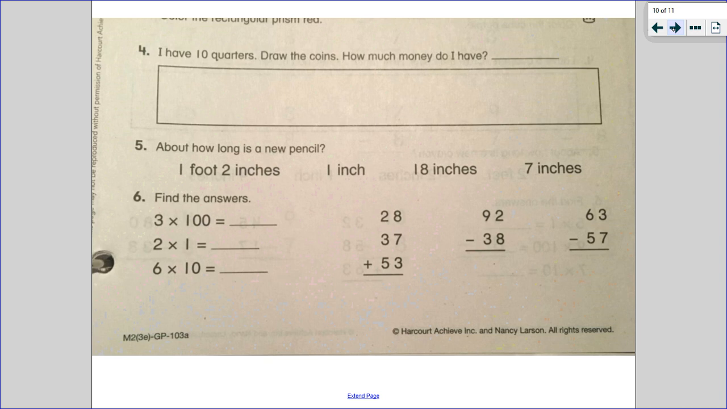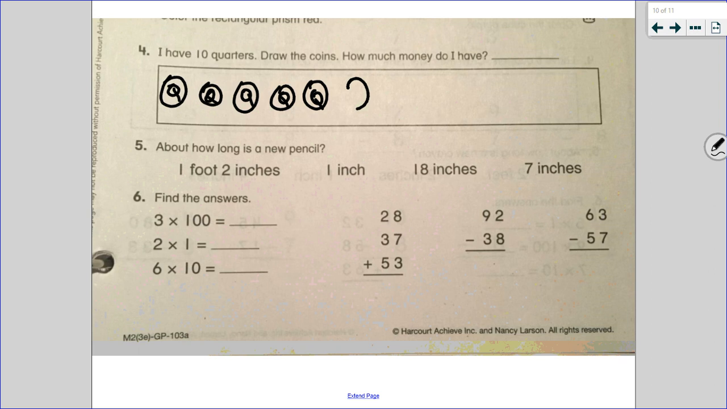Let's move on to our money problem. I have 10 quarters. Woohoo! I'll just put a Q inside all of these coins. 1, 2, 3, 4, 5, 6, 7, 8, 9. 1, 2, 3, 4, 5, 6, 7, 8, 9, 10. Making sure I had them all. Give you a second to catch up on your quarters as well. That was kind of hard.